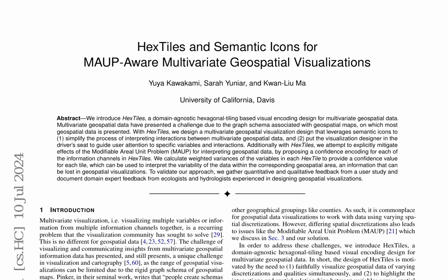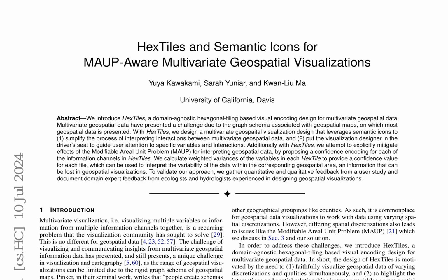This research paper introduces HexTiles, a novel hexagonal-tiling-based visual encoding design for multivariate geospatial data. The authors aim to address the challenges of visualizing and communicating insights from multivariate geospatial information data, which is limited by the rigid graph schema of geospatial maps. They highlight the need to simplify the process of interpreting interactions between multivariate geospatial data and to guide user attention to specific variables and interactions.